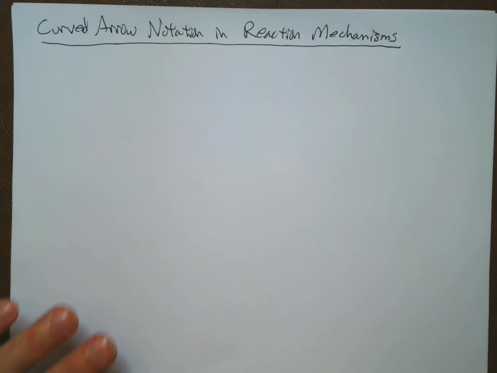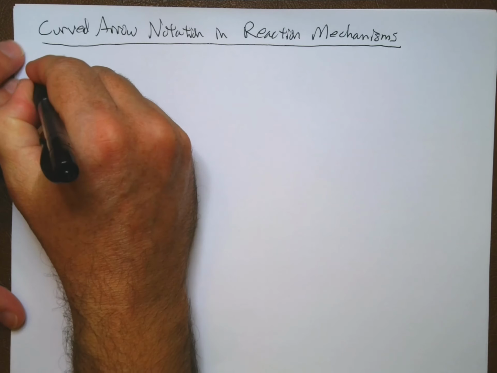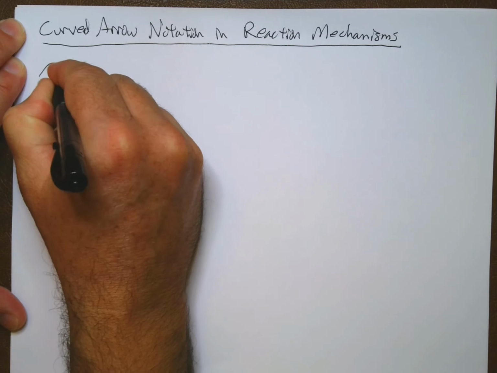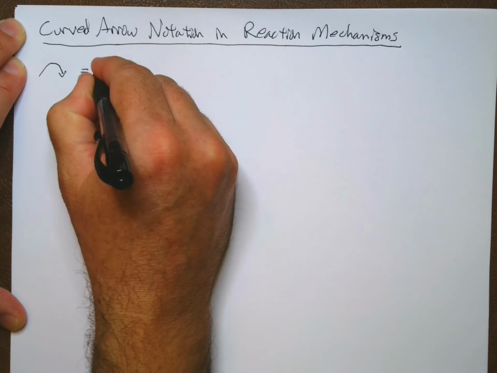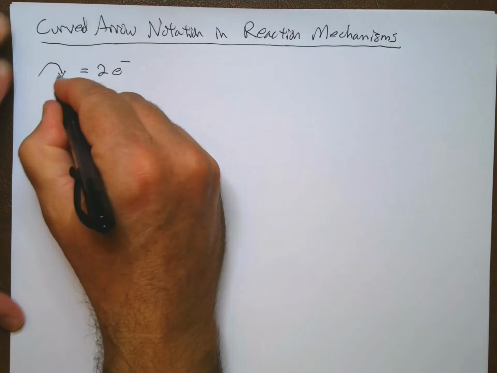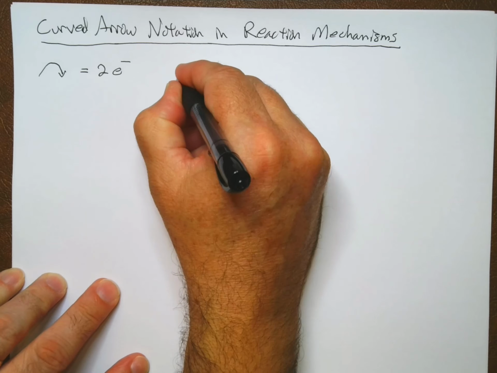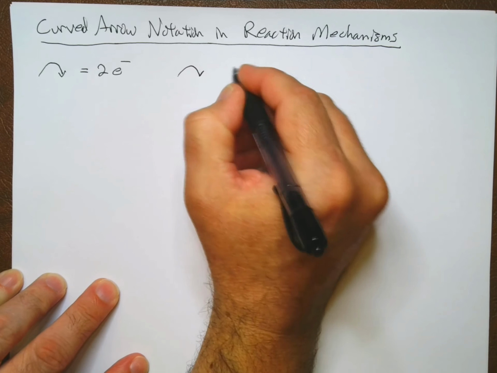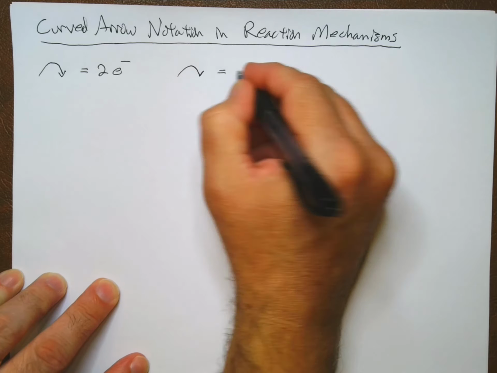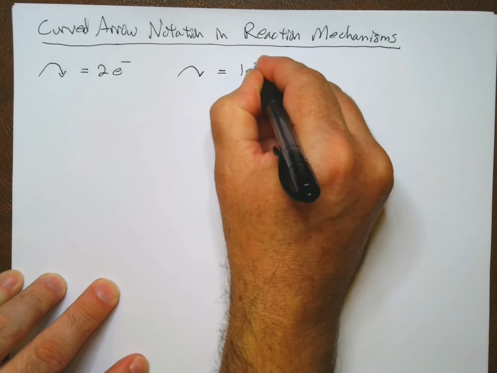Okay, now remember, your arrow with a regular full arrowhead represents 2 electrons. And then an arrow with the fishhook here, or single arrowhead, half arrowhead, whatever, represents 1 electron.